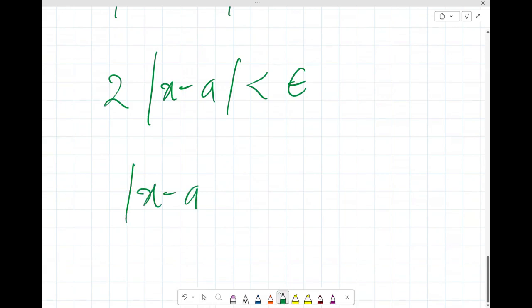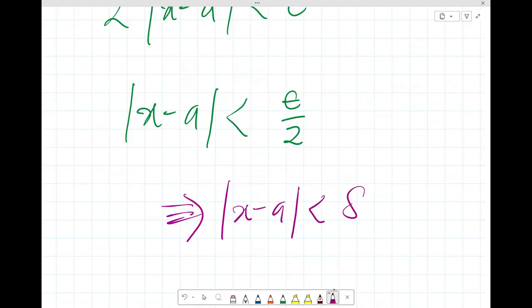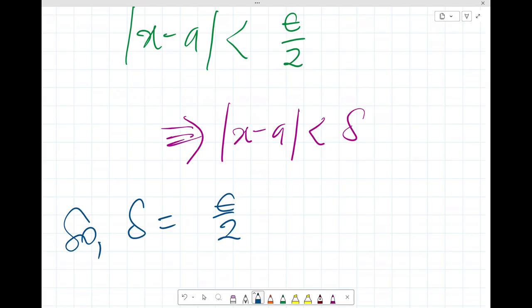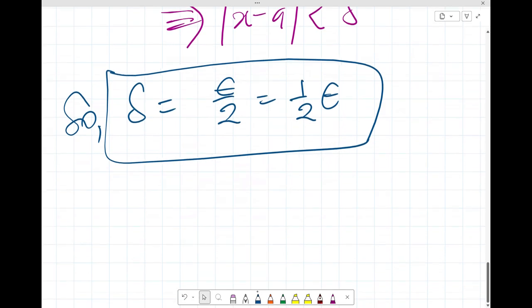We have absolute value of x minus a is less than epsilon over 2. In essence, this now mirrors that expression for delta, that is absolute value of x minus a is less than delta. So what happens? We can say delta is epsilon over 2, if you like, half. Delta is half epsilon.